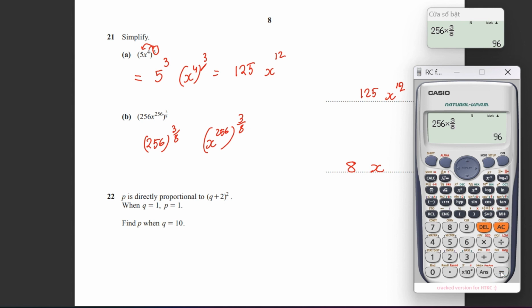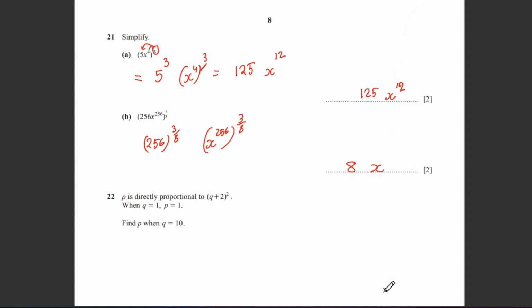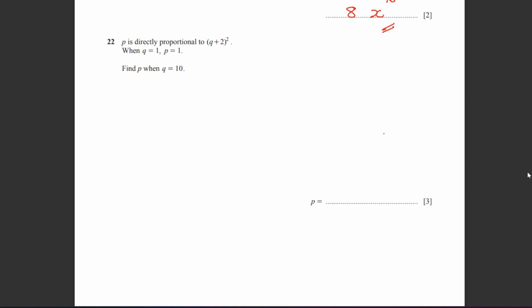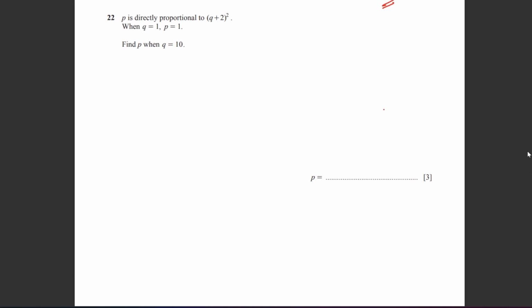Okay. For question 22, he's telling me B is directly proportional to Q plus 2, all power 2. First of all, I should write the proportionality statement, that B is directly proportional with Q plus 2 power 2. Then, instead of this, I'm going to write equals K, any constant, times Q plus 2 power 2.